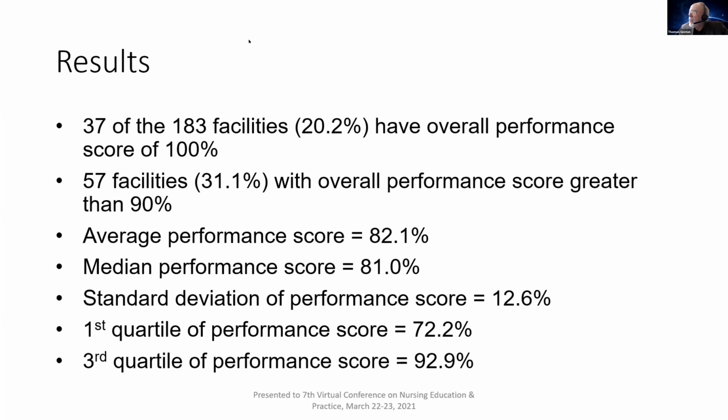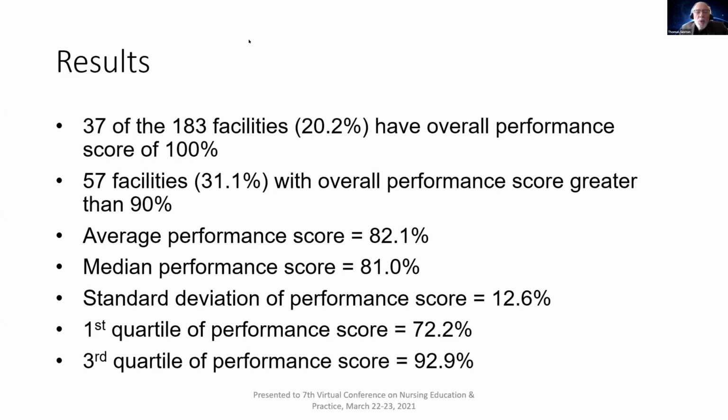We can see the average performance score was 82%. We're both professors, so if we think of this as grading students, the average performance score is a B. The median performance score is about the same, 81%. But there's quite a bit of spread. You can see the standard deviation is rather high, 12.6%. I'll show you a histogram of the performance scores in just a moment.